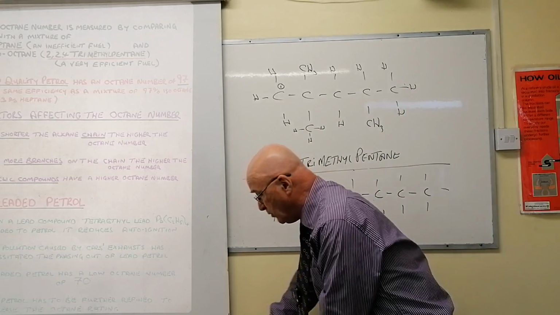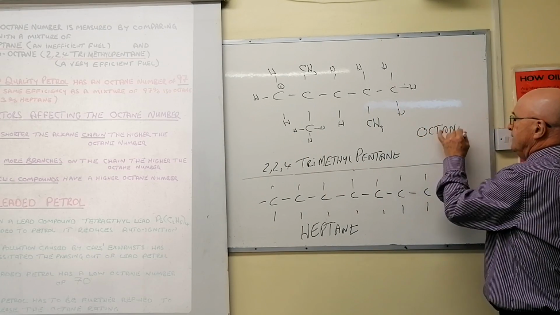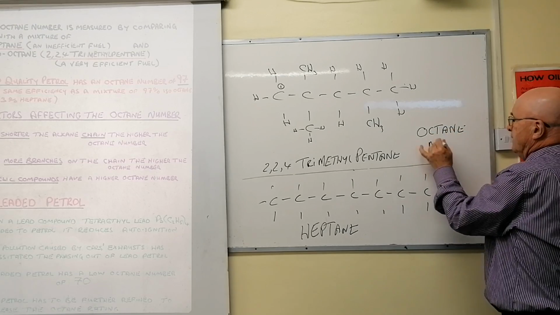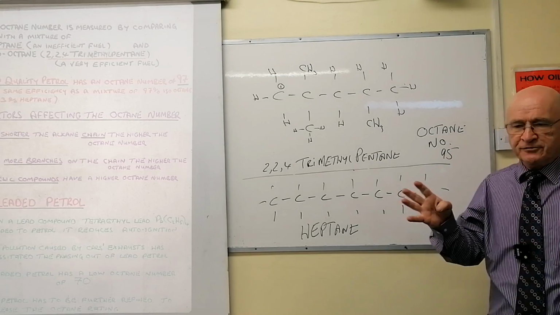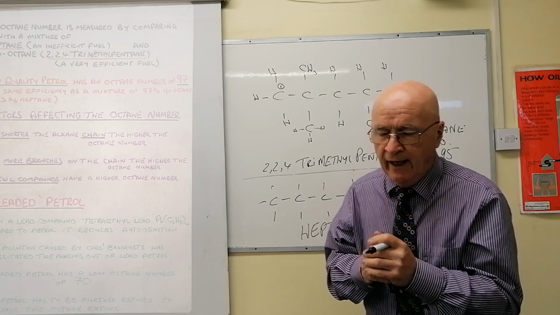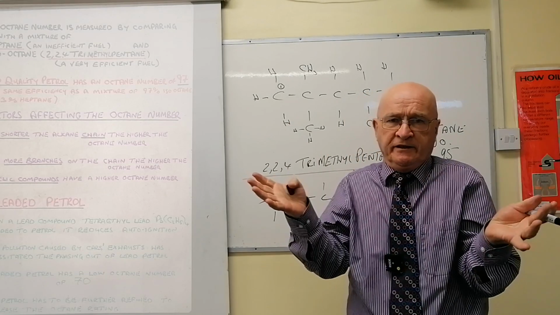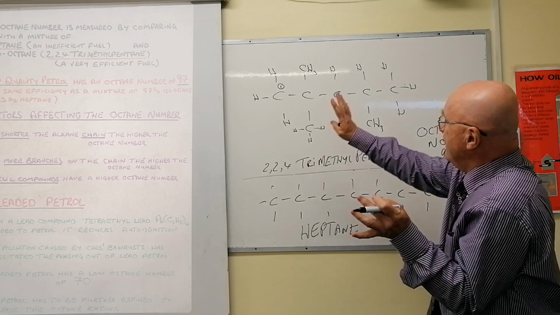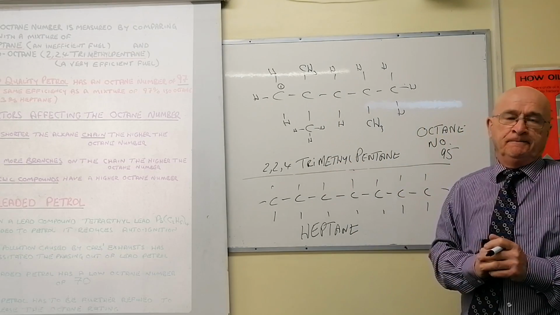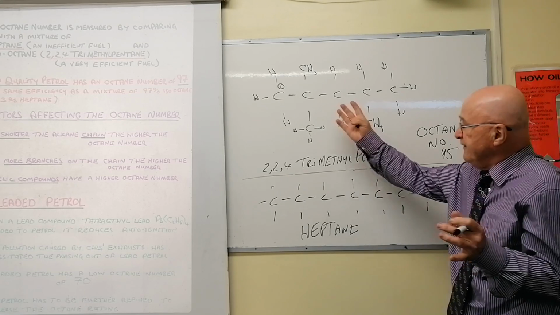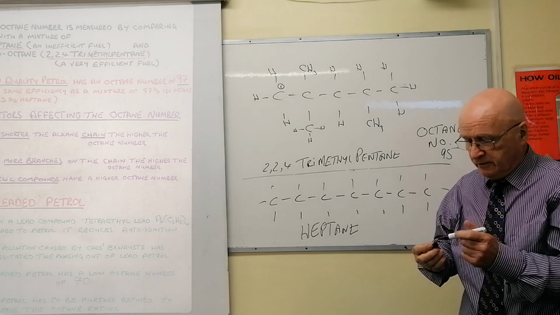So if I tell you, when you go to the pump, that the octane number is 95, I am telling you that the petrol you're about to put into the tank has the same efficiency as a hypothetical mixture that would be made up of 95% of this guy and 5% of this. That's what it means. 95% of the good stuff and 5% of that. In other words, these are used as reference molecules.